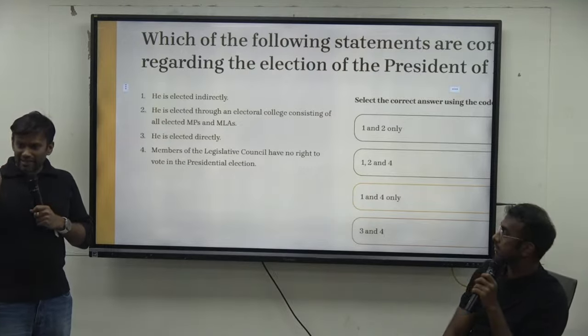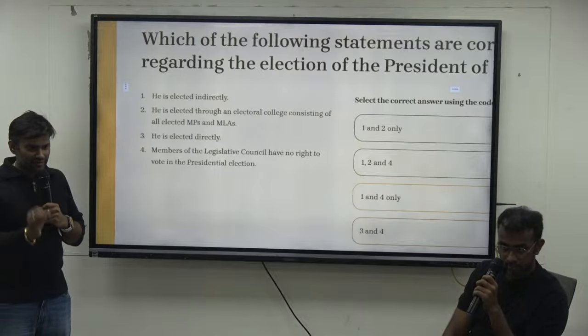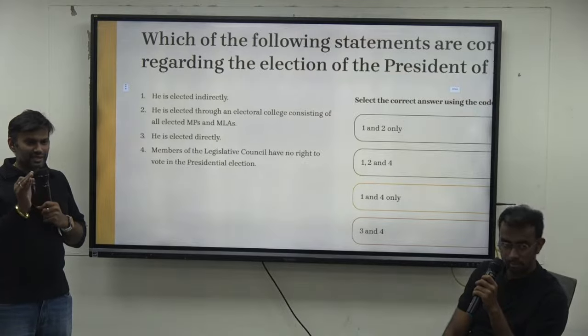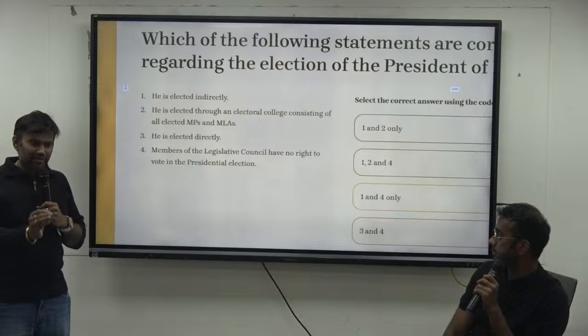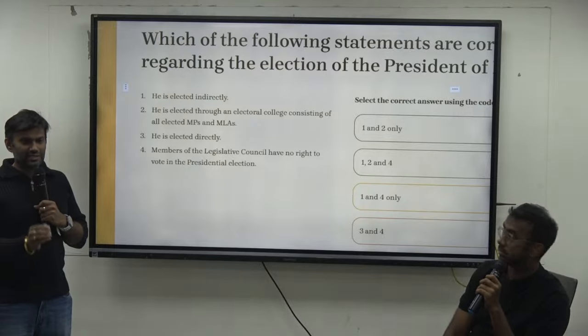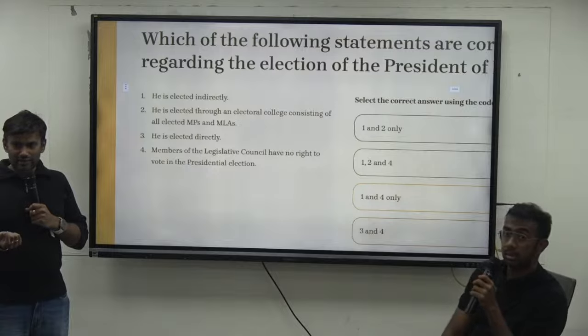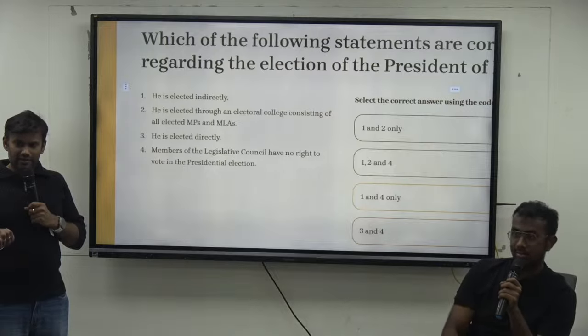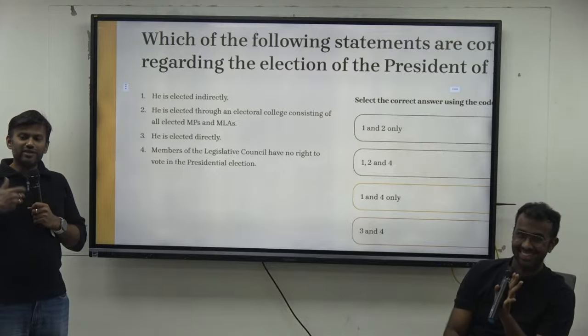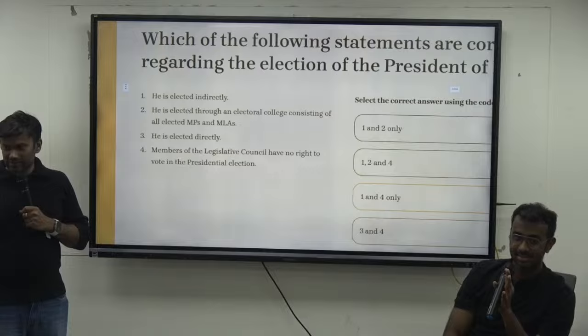In simple terms, elected MPs of Lok Sabha, elected MPs of Rajya Sabha, elected MLAs of state legislative assemblies, elected MLAs of union territories having state legislative assemblies. Simple terms: elected MPs and elected MLAs. Correct or wrong? Correct. Correct only. So that's why I told, why do you get confused?